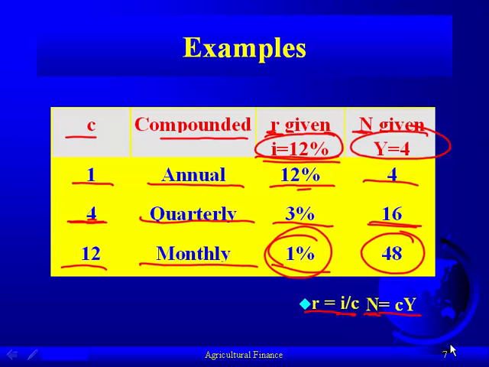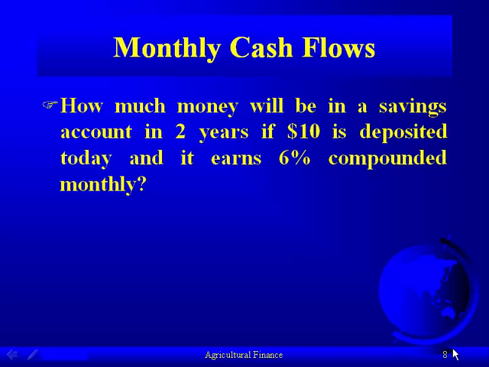So it's that simple. Okay, let's test our knowledge of this, and we're going to look at a problem where we're going to deposit $10 in our bank account, and we want to know how much is going to be in our bank account in 2 years if it earns 6% compounded monthly.